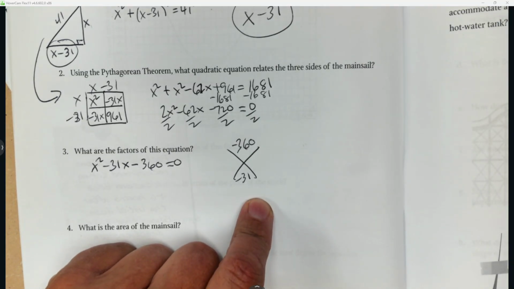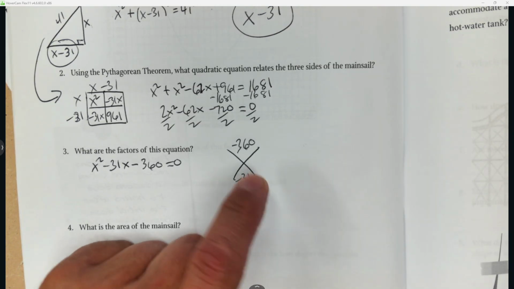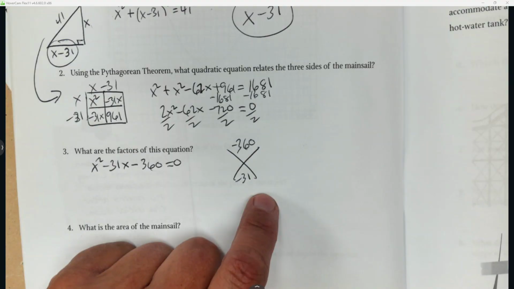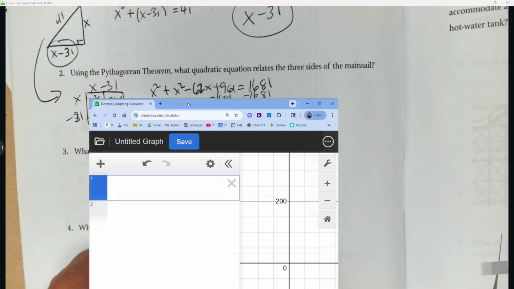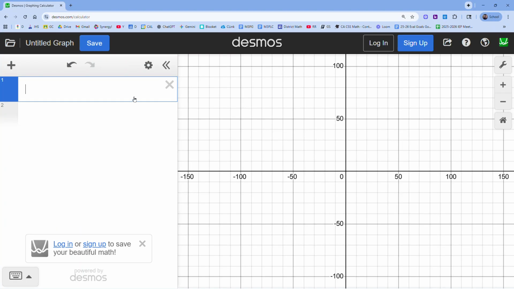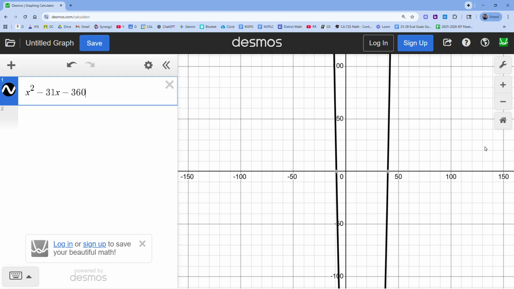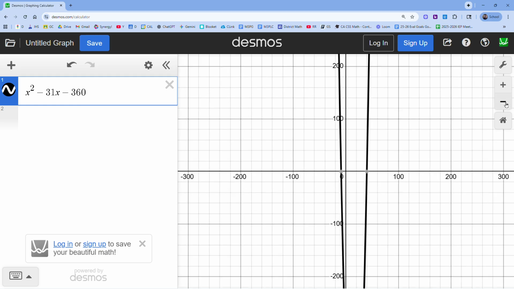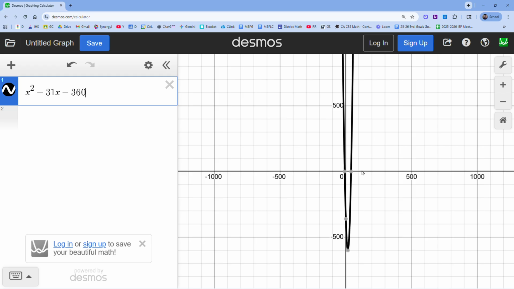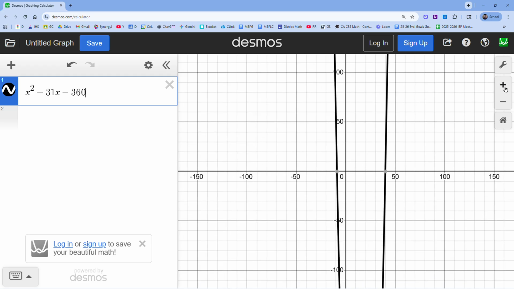So I'm going to tell you something about Desmos that can help us with factoring, because that's a big number, right? So if this is factorable, and I'm going to bring it across here, then I can type this in. So I'm going to type in x squared subtract 31x subtract 360. And what I'm looking for, you can zoom out and see the graph, but the most important part of the graph are the intercepts in the middle. So I'm going to zoom in here.